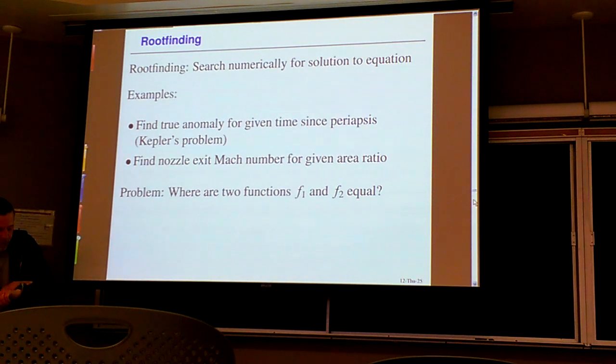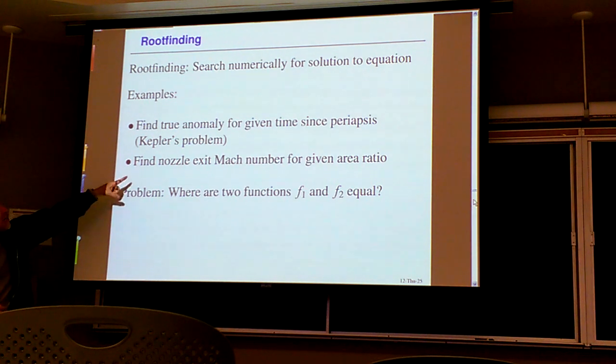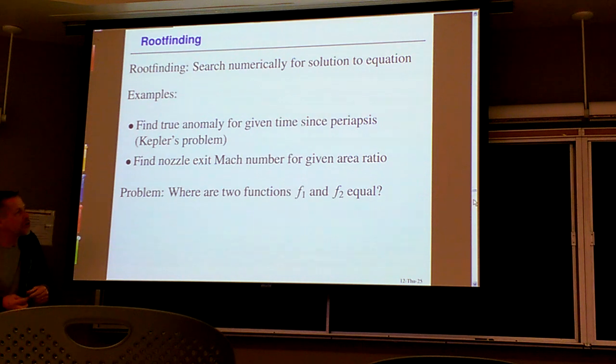Okay. Now I want to talk about root finding, and I have 4 minutes, so let me get started on this. We have a couple of examples of these. This is the one you just did on your homework: find a nozzle exit Mach number for a given area ratio. Of course the formulas go the other way. The formulas give you an area ratio as a function of Mach number, but you have to turn that around.